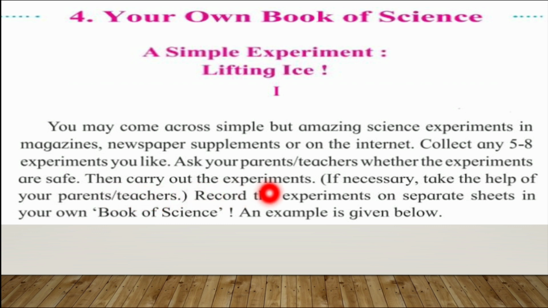Then carry out the experiments. If necessary, take the help of your parents or teachers for doing these experiments, and then record the experiments on separate sheets in your own book of science. You have to make one more book of your science and record all these experiments on new separate sheets. One example is given below of how you can record your experiments.